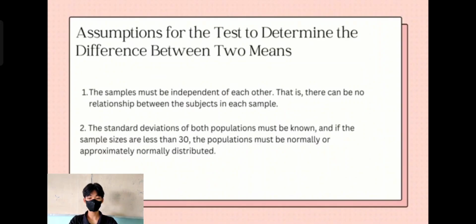Assumptions for the test to determine the difference between two means. The samples must be independent of each other. That is, there can be no relationship between the subjects in each sample. The standard deviation of both populations must be known, and if the sample sizes are less than 30, the population must be normally or approximately normally distributed.